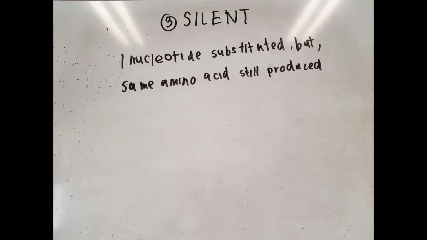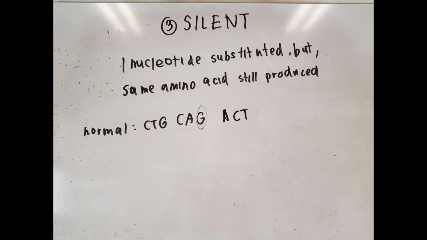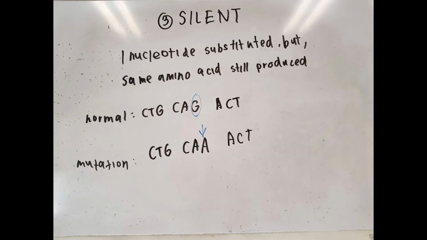Silent mutation occurs when a nucleotide is substituted, but the same amino acid is produced anyway. This can occur because multiple codons can code for the same amino acid. This results in no change in the final amino acid sequence and thus no change in the final protein product.